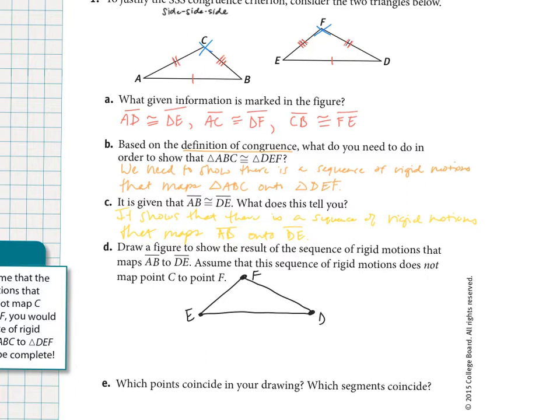So we want to draw a figure to show the results of a sequence of rigid motions that maps AB to DE. So somehow we want to figure out how to get AB and DE on top of each other. But we can't have C on F. And like I said, we want to assume that this is a sequence of rigid motions that does not map point C to point F. So keeping this in mind, couldn't we think of this maybe as some type of reflection?